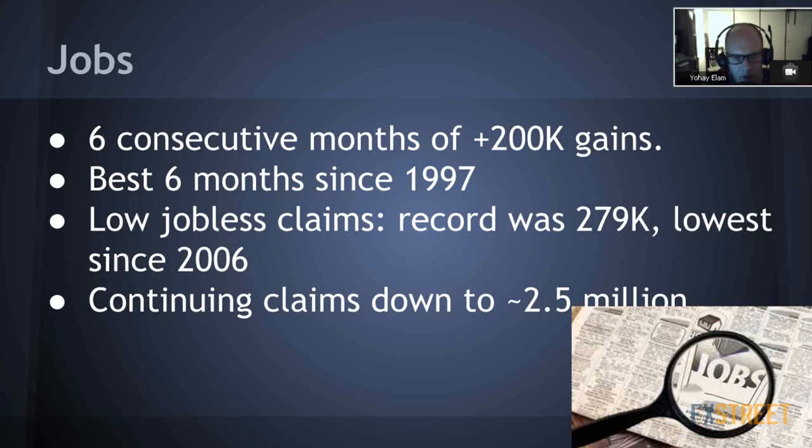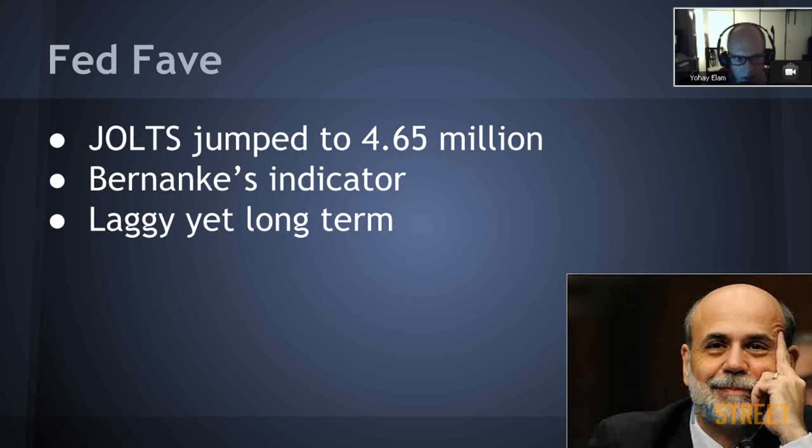Moving on to employment, we had 6 consecutive months of gains over 200,000. It's the best 6 months since 1997. That's a long time, that's 17 years ago. Jobless claims, the record low was 279,000. That was 2 weeks ago. It's the lowest since 2006, at the height of the boom, well before the bust. And continuing claims, another related figure, down to 2.5 million.